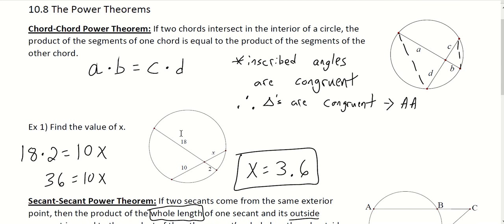All right, we're going to apply the chord power theorem here. We have two chords that are intersecting, not the center, but on the interior of a circle. So 18, that is part of one of the chords, multiplied by the rest of the chord's length, which is 2. 18 times 2 is equal to this other chord here, which is 10 and x, so one segment is 10, multiplied by the rest of the length of that chord, which is x, so 10 times x. We solve and we get x equals 3.6.